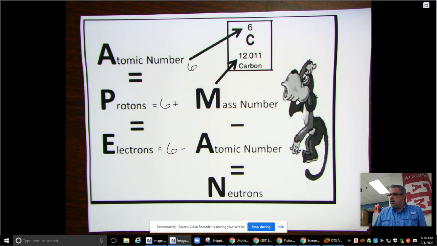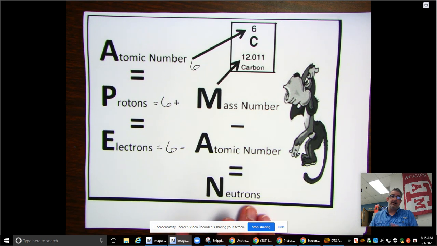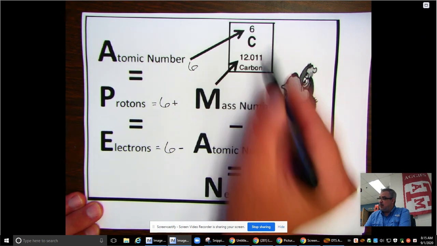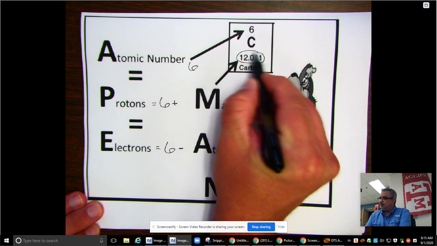Okay? All right, so where a little bit of the challenge comes in is when we're trying to figure out how many neutrons there are, because the number of neutrons in an atom can vary. And sometimes they're going to be the same as the protons and electrons, but a lot of times they're going to be different. Okay, so we have to do a little bit of math to figure that out. So that's where the second part of the word APE MAN comes in. So M stands for mass number, which is this number right here.